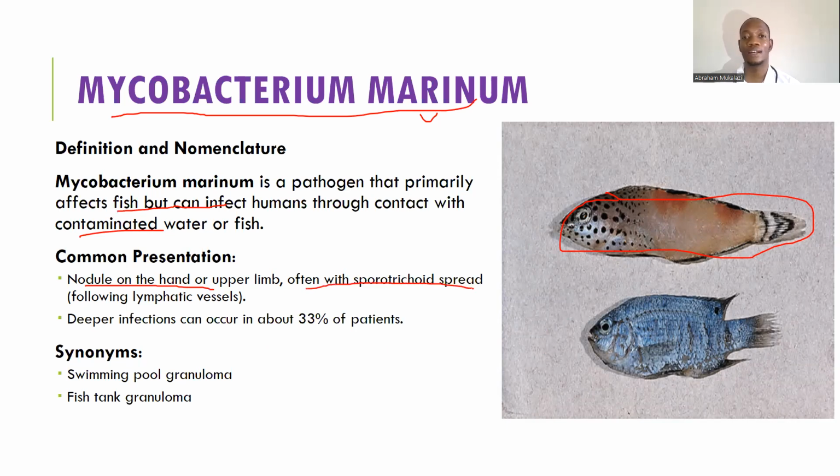And oftentimes they can have a sporotrichoid pattern following lymphatics, and then deeper infections can occur in about 33% of the patients. This infection is also called swimming pool granuloma or fish tank granuloma.